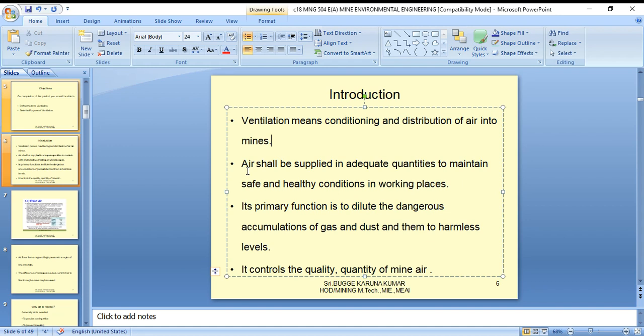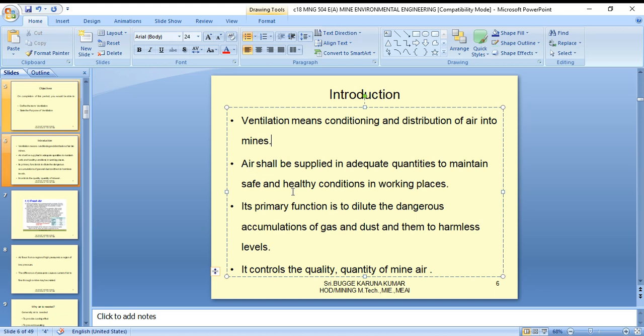Air shall be supplied in adequate quantities to maintain safe and healthy conditions in working places. Its prime function is to dilute the dangerous accumulation of gas and dust and bring them to harmless levels. It controls the quality and quantity of the mine air.